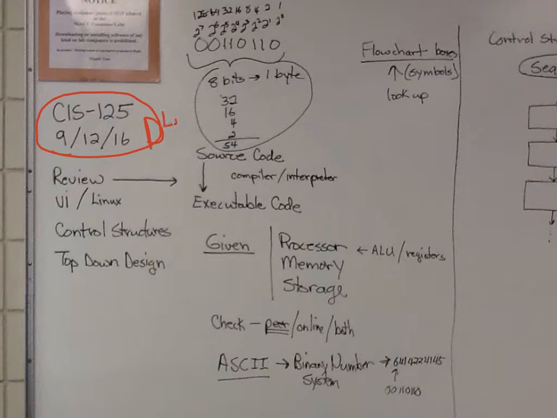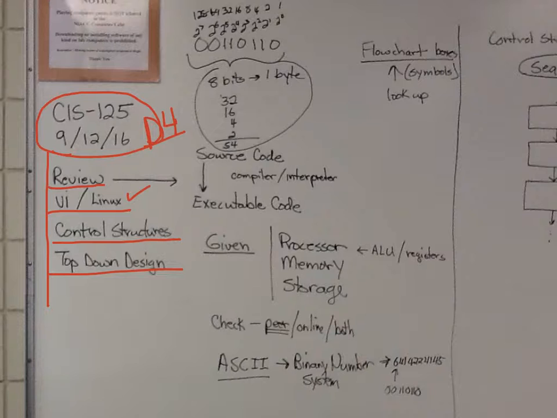CIS-125, day 4, programming. Here's what we did. We looked at review, we looked at a little bit of VI and Linux. We got to do more on that. We really got started on control structures and top-down design. So these are the main things we covered today.